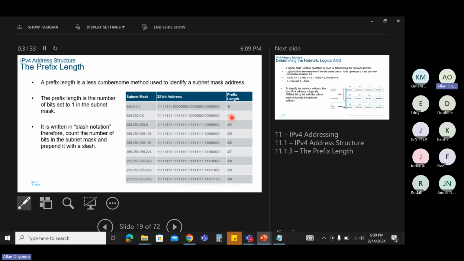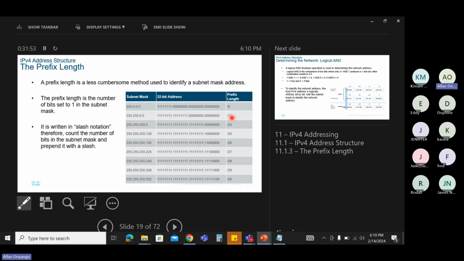Good. Now, subnet mask is very important. In most cases, they will give you in the form of slash something. So you need to know how to change it to binary, and then change it to decimal. Anyway, let's get going. We are going to get into it now.